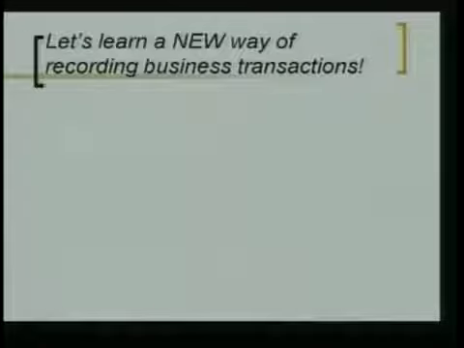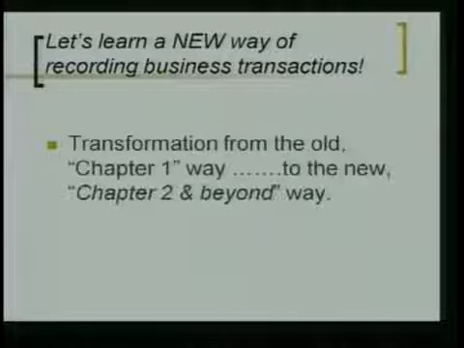All right? Now, we are going to learn a new way of recording business transactions. We're going to do a transformation from the Chapter 1 way to the new Chapter 2 and beyond way. In a way, Chapter 1 is kind of like the training wheels on a bicycle. Did anybody learn how to ride a bicycle using training wheels? Well, the training wheels kind of help you get the feeling of how a bike should feel, kind of lets you learn your balance, how to turn. But eventually, what? Mom or dad comes with a crescent wrench and they take the training wheels off, right?